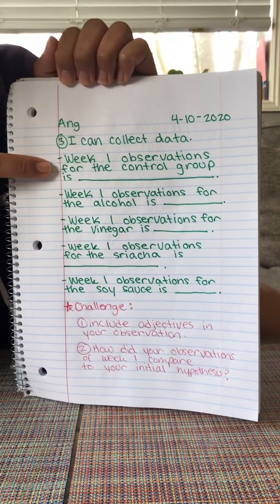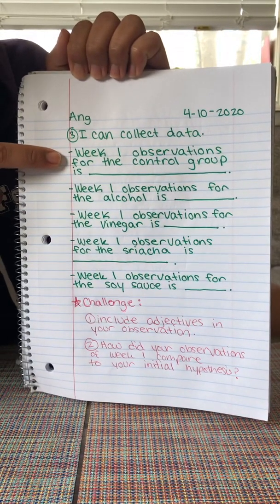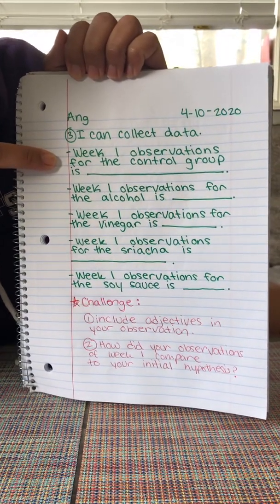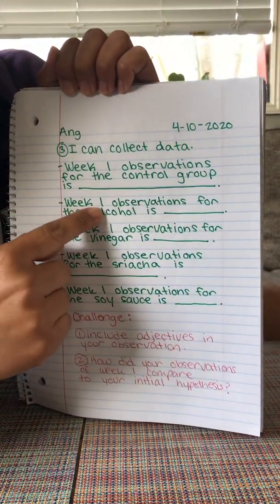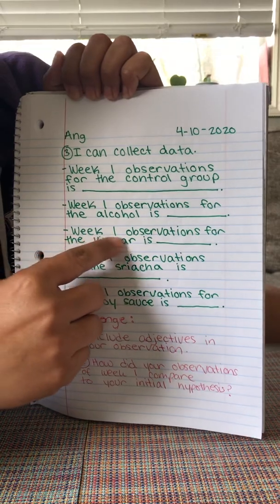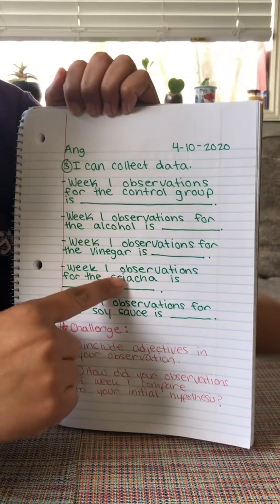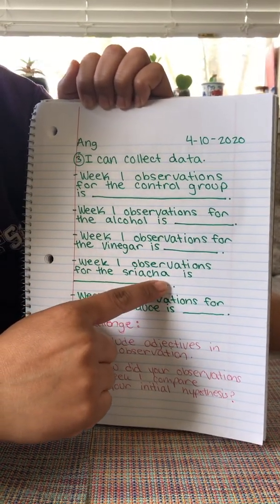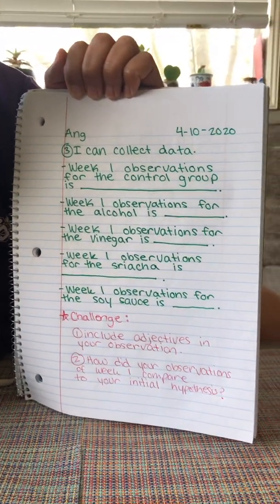Now what you're going to do for your sentence starters to set up your week 1 observation is this. Week 1 observations for the control group is blank. Week 1 observation for the alcohol group is blank. Week 1 observation for the vinegar group is blank. Week 1 observations for the sriracha group is blank. Week 1 observations for the soy sauce is blank. Now I'm going to model for you how to collect your data for week 1.